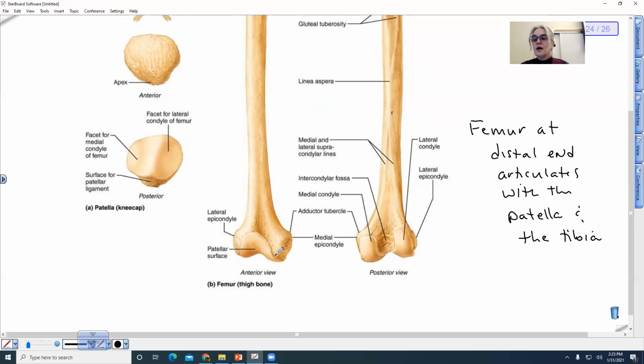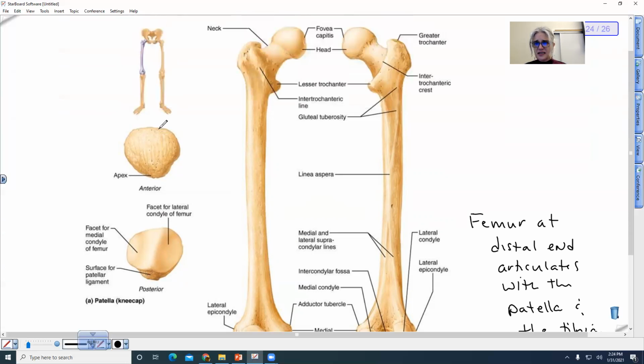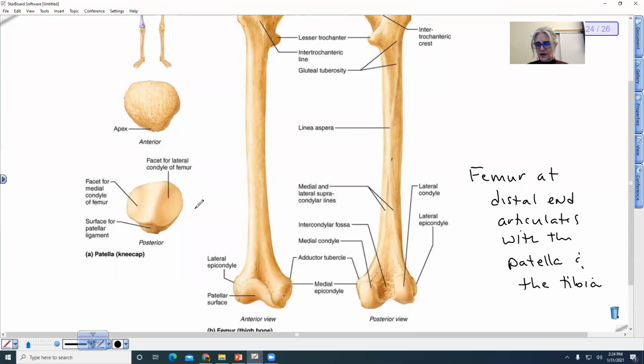But it is a deeper articulation when you put them together and you have those discs that have a deeper groove in them. You'll notice this is the anterior, the front of your femur, and it has a patellar surface that would articulate with the patella. The patella sits with its apex down on our knee right here. These are the facets, the shallow joint surfaces on the patella that articulate with your femur. The patella is actually a sesamoid bone.